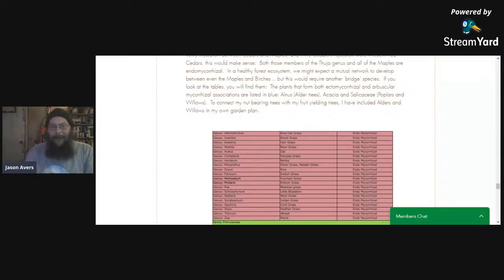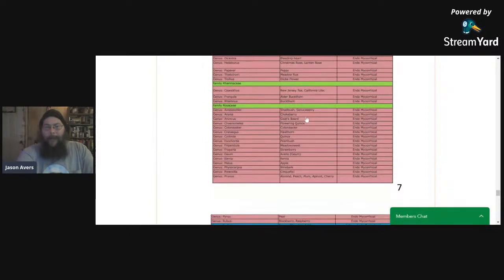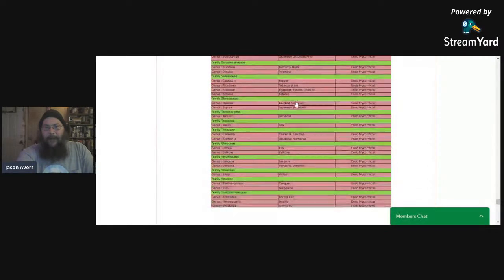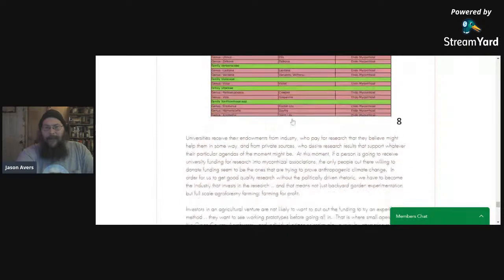Of all, I think I covered this a few weeks ago, of all of those do-it-yourself at home rooting hormone things, the willow actually does something other than just help prevent infection. So all of those dark blue listings that you see on these charts, things like the alders, acacias, the salicytes, all of those can be used to connect net-bearing trees with fruit-yielding trees, and of course vegetables as well. So there's some more of those lists and lists and lists.